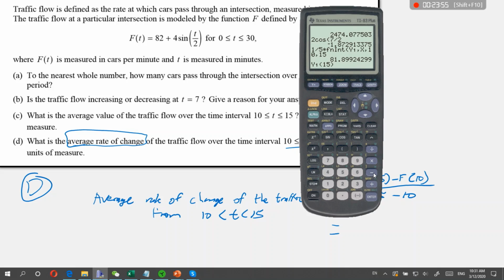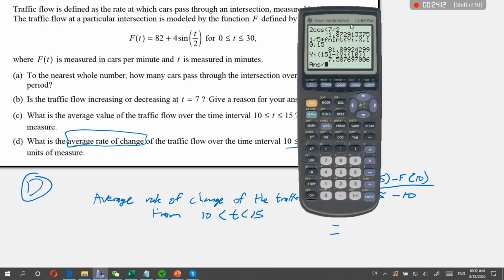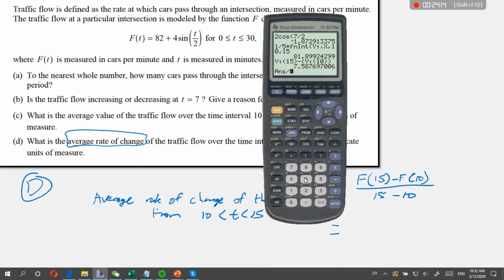Okay, and I'm going to subtract what happens if I plug 10 into our function. And then divide by 5, 15 minus 10. Okay, so that gives me 1.518.